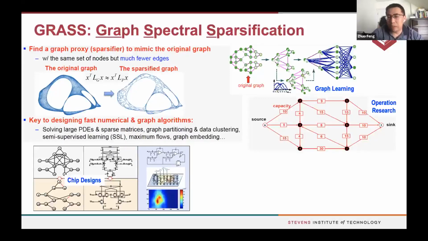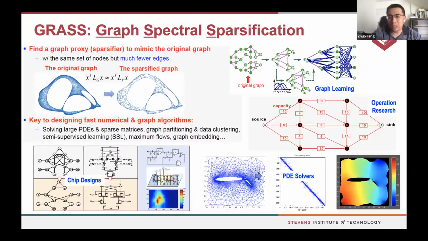Another important application is in operations research, where people try to find the maximum flow of undirected networks or multi-commodity flow problems, which are closely related to many optimization tasks. So by sparsifying the network structure, we are able to achieve much faster convergence and achieve high quality solutions for these kinds of challenging problems.